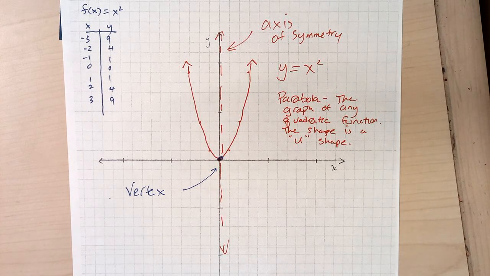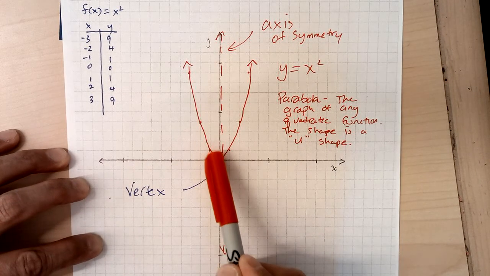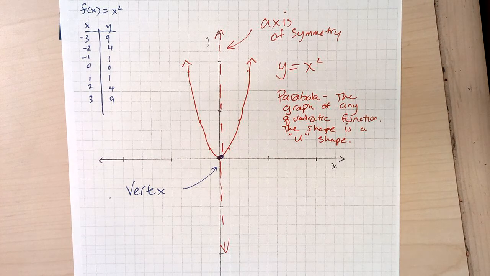Okay, on the left side of the graph, from left to right, the graph is going down or decreasing, and then it goes up. So again, it's a U shape. It's increasing on one side. It's decreasing on the other side of the graph.